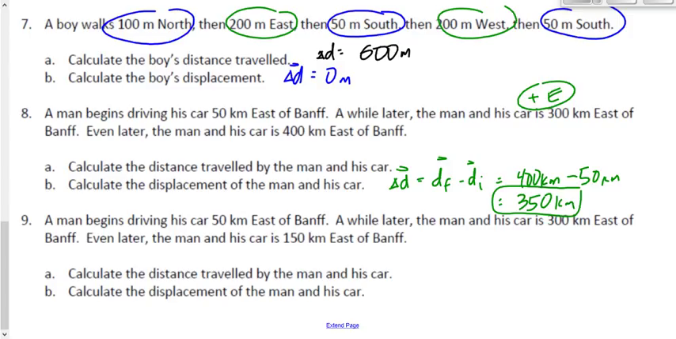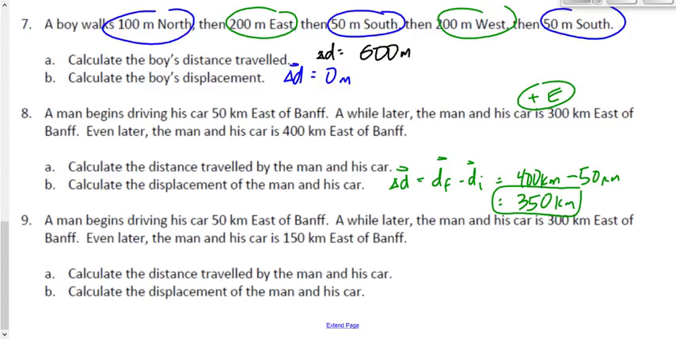Okay, the man started at 50 kilometers east of Banff. He ended at 400 kilometers east of Banff. Of course, he's going to be at some point 300 kilometers east of Banff. You know what? He's also going to be 232.9 kilometers east of Banff, but we didn't care about that number. He's going to be every number in between 50 and 400. He's going to be in all those positions at some point.